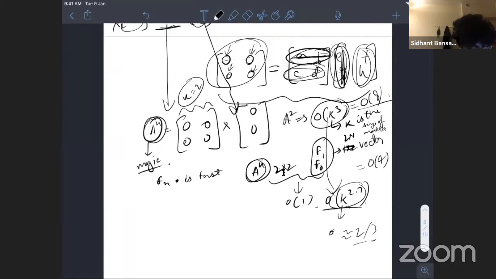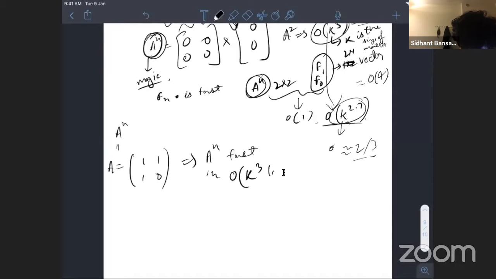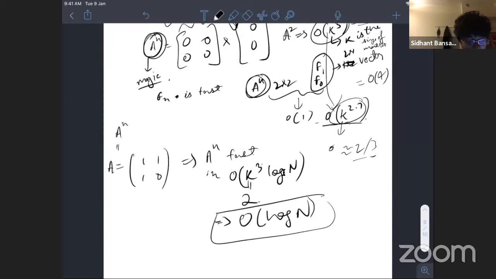If you can find a to the n fast, then you're done. And you already know that a is 1110. Now you need to find a to the n fast. That is in order k cubed log n. Here k is again 2, so that basically means order log n, because 2 cubed is pretty small, just ignore it. So 8 log n, which is log n. That's how fast I want it to be. I don't know right now what the method is.